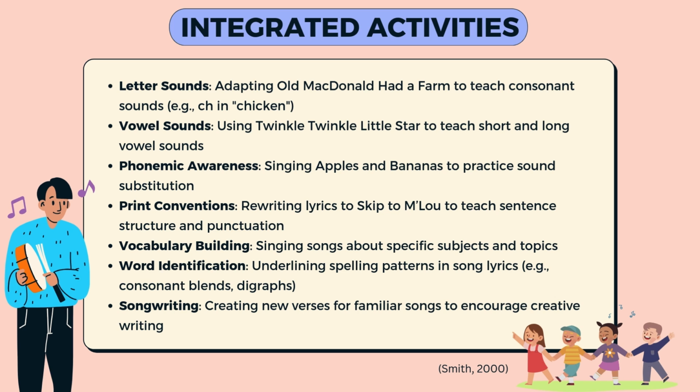With word identification, underlining spelling patterns in song lyrics, so for example, consonant blends or digraphs, is a great way to work on that. And finally, songwriting. So that is interpreted in two different ways. One is to create new verses for familiar songs that encourage creative writing, or depending if you have certain students that are musically capable, they could try writing their own songs as well.